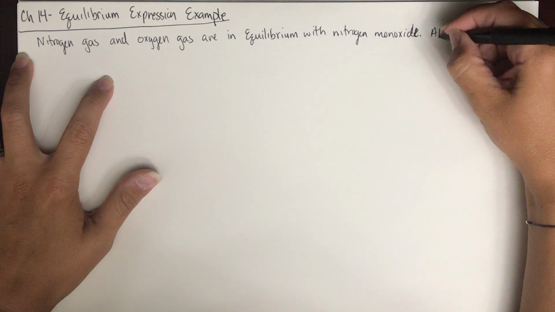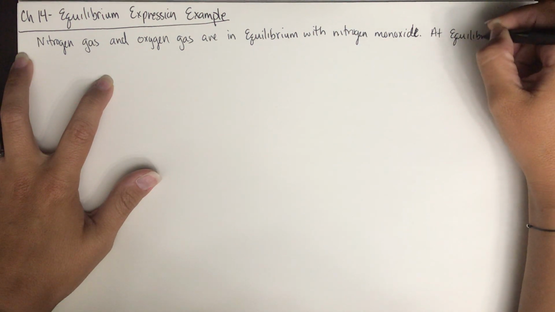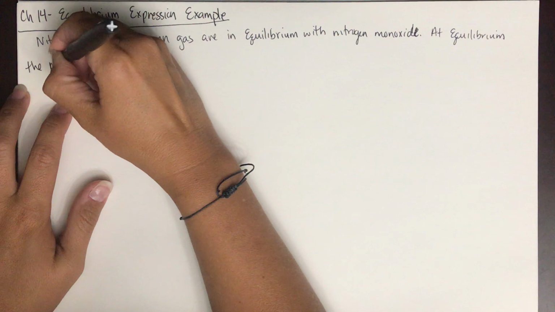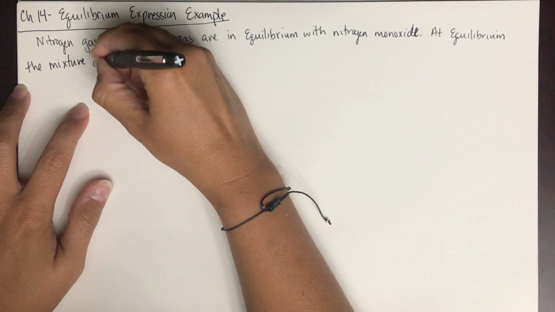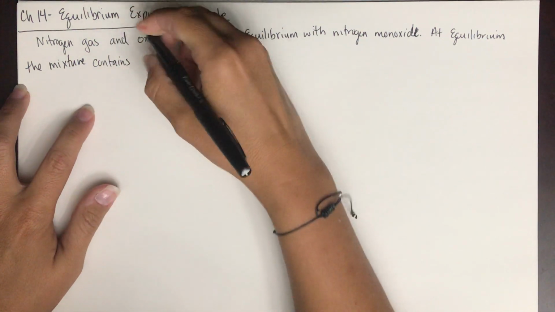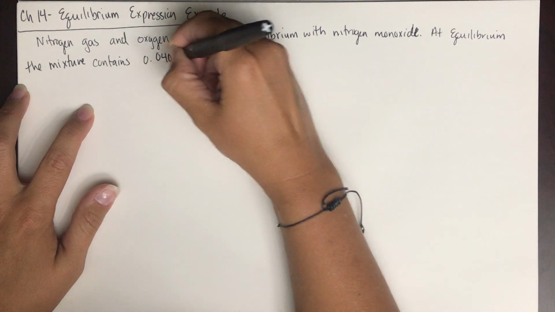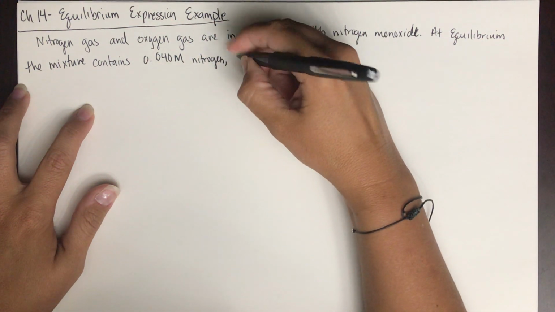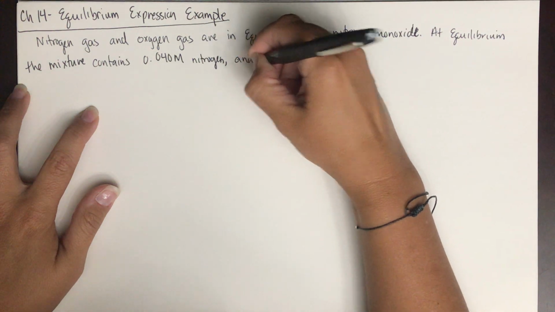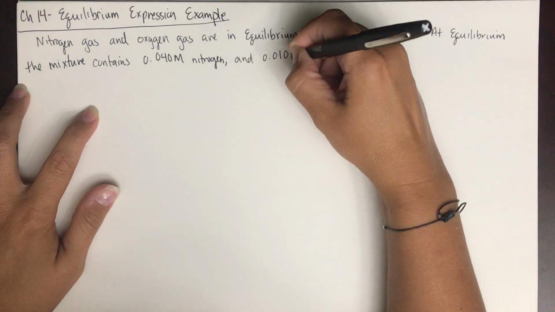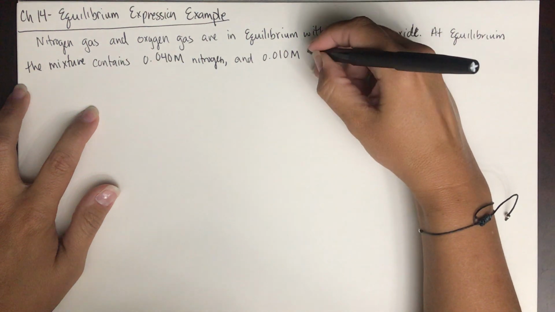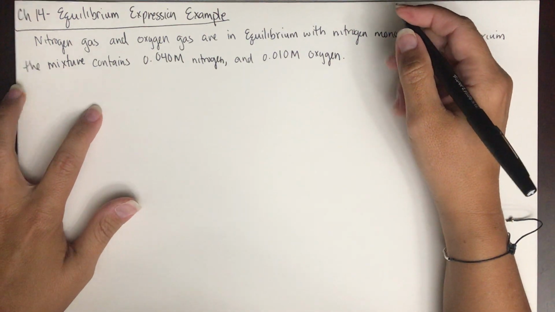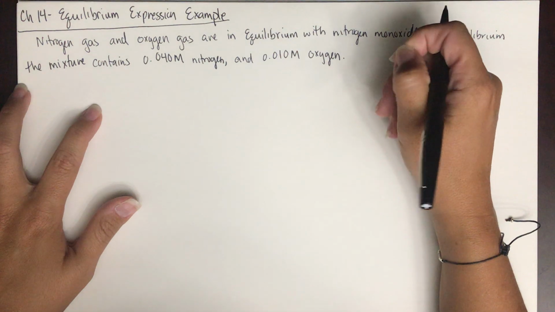At equilibrium, the mixture contains 0.040 molar nitrogen and 0.010 molar oxygen. What is the concentration of nitrogen monoxide if the Kc is 1.0 times 10 to the negative 30th?